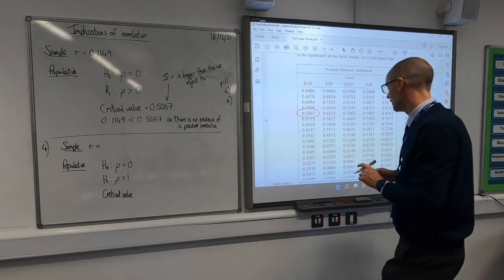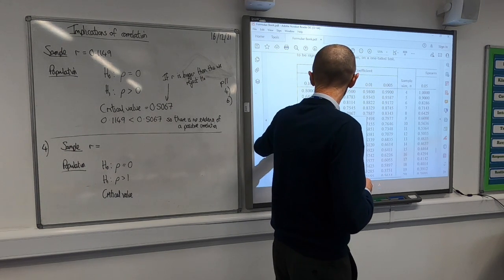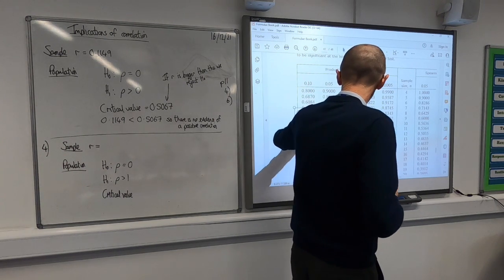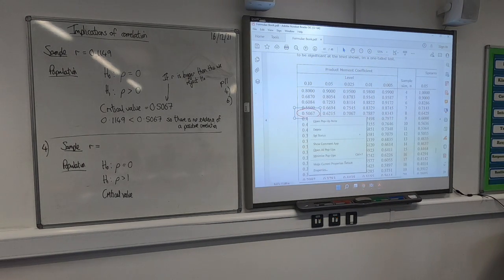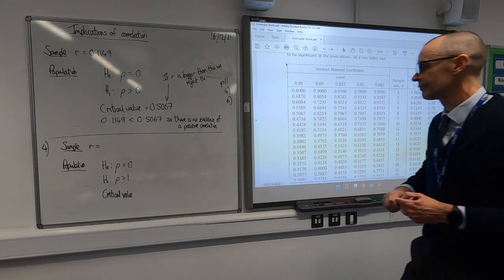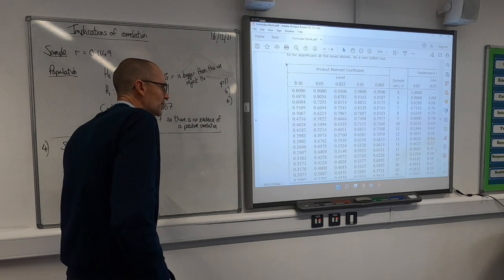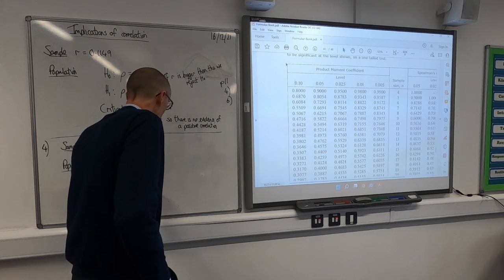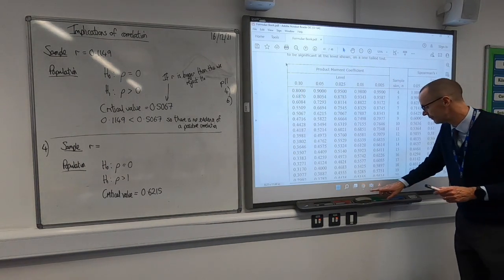So this time we're at the 5% significance level. So 5% is harsher. It's looking for a higher value, because that's being right 95% of the time.